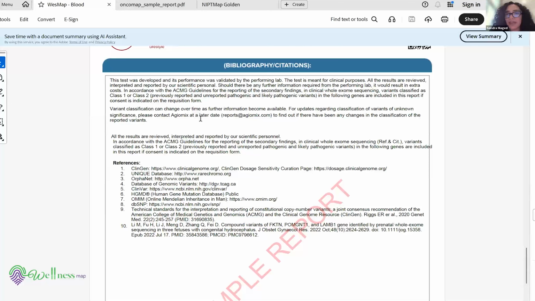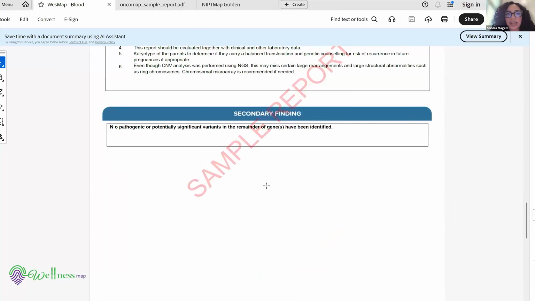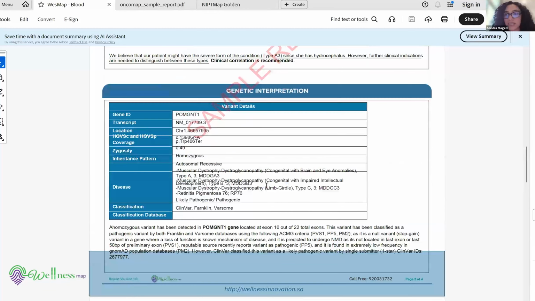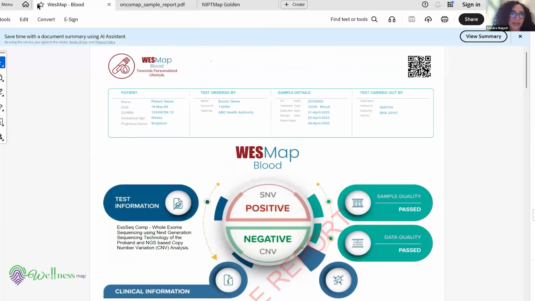Then after that, we have the citations, like the databases that were used. It could also be the publications that the geneticists looked at when they were looking at this report, etc. So that's it for the wellness for the whole exome sequencing. Please let me know if you have any question.